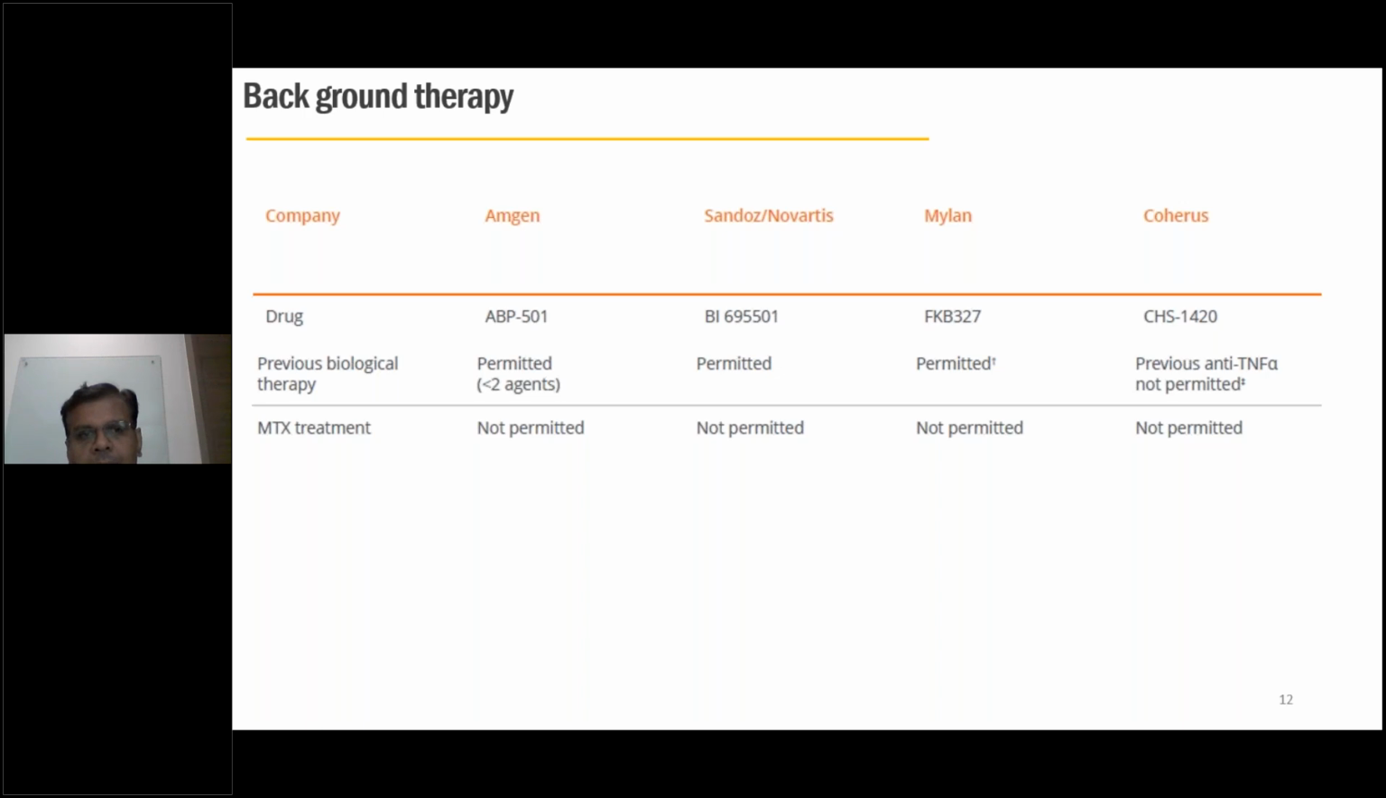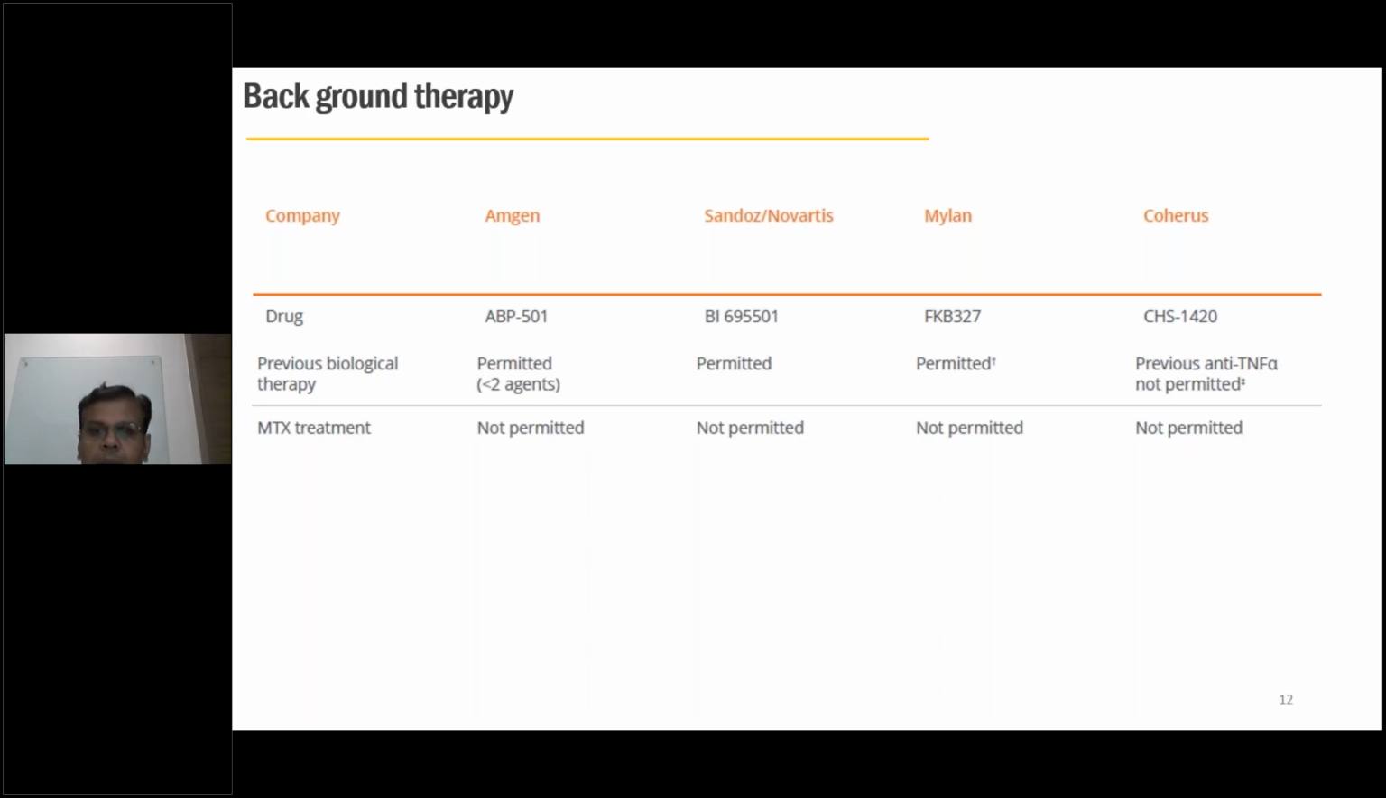So if we compare, say, Amgen, Sandoz, Mylan, and Coherus, then you could see that the last one, Coherus, did not allow any previous treatment. So if you want to go with this criteria, you need to go to a country where there is less or no biosimilar available. Only then you'll be able to get these things, right?